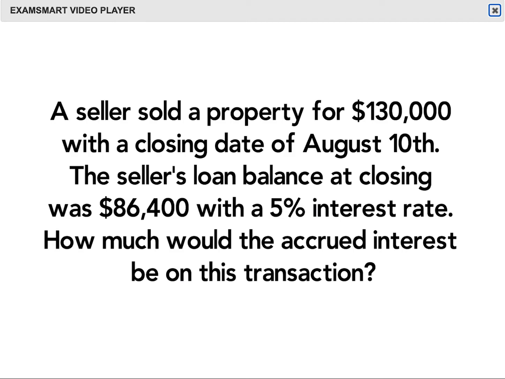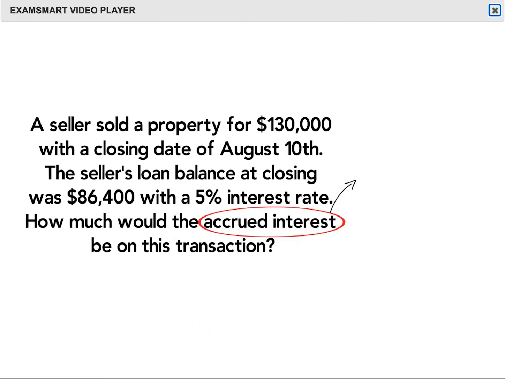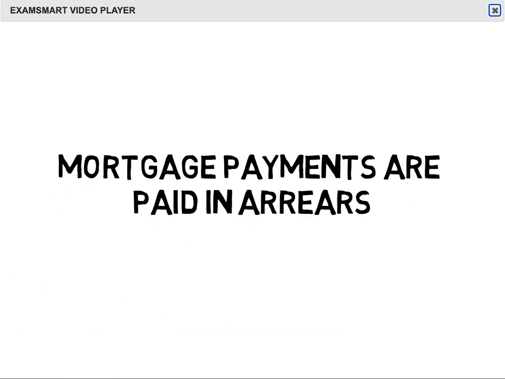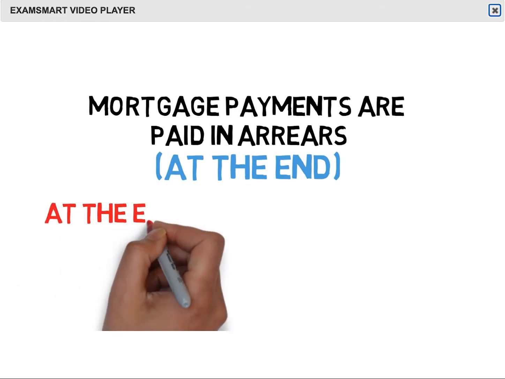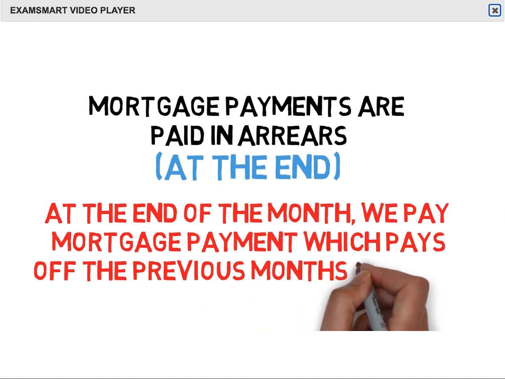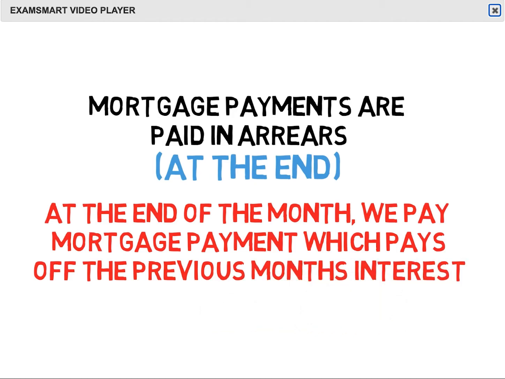Let's say a problem says that a seller sold a property for $130,000 with a closing date of August the 10th. The seller's loan balance at closing was $86,400 with a 5% interest rate. How much would the accrued interest be on this transaction? Accrued interest is what the seller owes on the seller's loan. Keep in mind that mortgage payments are paid in arrears, which means at the end. So at the end of the month, or the first of the next month basically, we pay our mortgage payment, which pays off the previous month's interest.